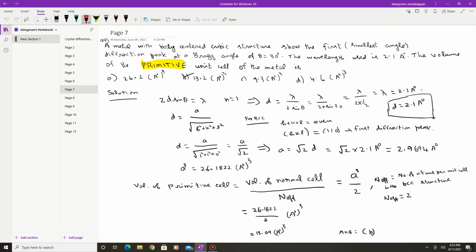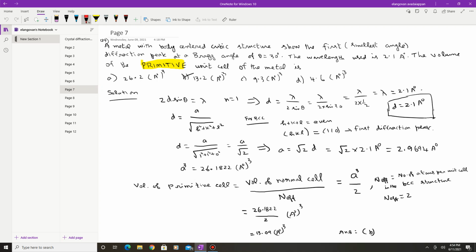Question number 9. A metal with body centered cubic structure has its first diffraction peak at a Bragg angle of θ equal to 30 degrees. The wavelength used is 2.1 angstrom. Find the volume of the primitive unit cell of the metal. So you are asked to find the volume of the primitive cell. Now let us take the Bragg law: 2d sin θ is equal to nλ. Because it is the first diffraction peak, n must be 1. So from this, find d.